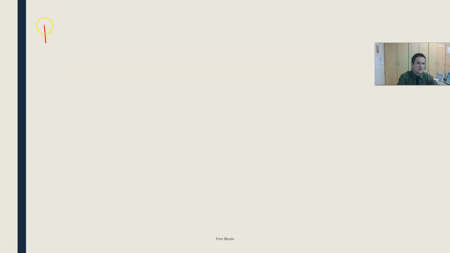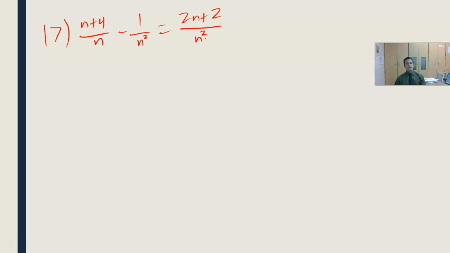I want to do number 17, which is n plus 4 over n minus 1 over n squared equals 2n plus 2 over n squared. Okay, so we're going to solve this equation. I'm going to solve for n.